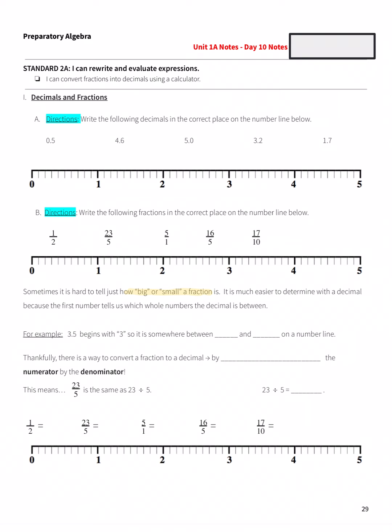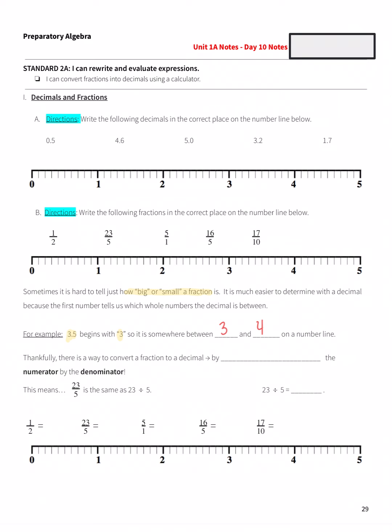And why is it way easier? Well, for example, we have the number 3.5. Because it begins with 3, we know that the number is somewhere between 3 and 4 on the number line, just like we were saying up there. So thankfully, we can change all of these fractions into decimals so it's easier to put them on the number line correctly. And a little refresher, how do we do that?